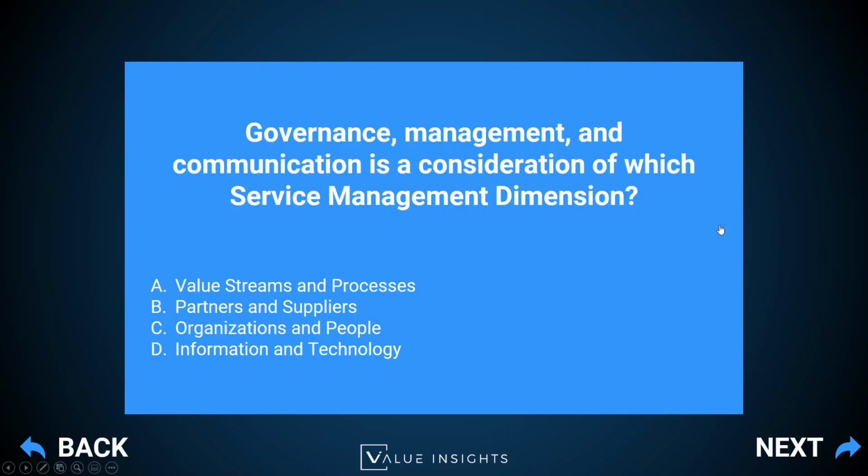And D says information and technology, which is all about making sure we have the right tools and right information in place to make our services work as they are supposed to work so they can be seen as valuable by our customers and stakeholders. So governance, management, and communication is all about organization and people.